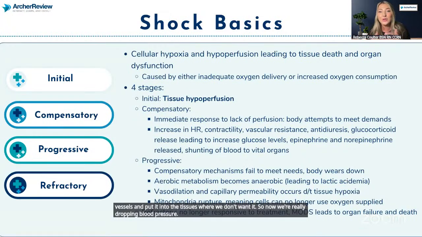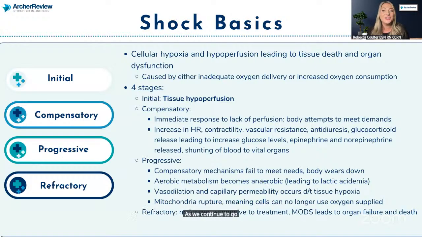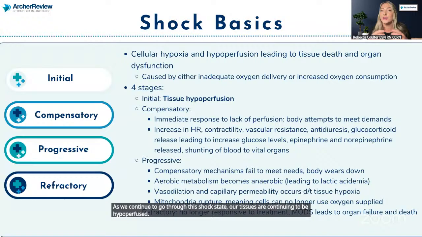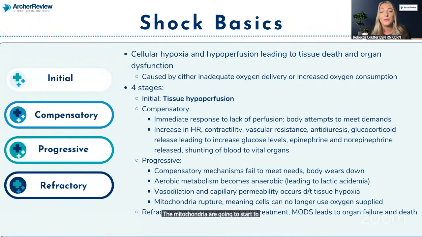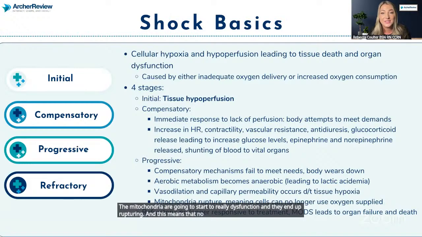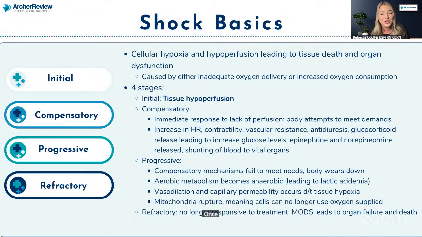As we continue to go through this shock state, our tissues are continuing to be hypoperfused. The mitochondria are going to start to really dysfunction, and they end up rupturing. And this means that no matter how much oxygen we try to get to those tissues, once those mitochondria rupture, they cannot take up oxygen. It's not going to help. And that will lead us to the refractory stage of shock.